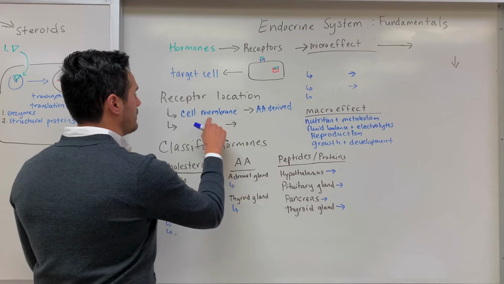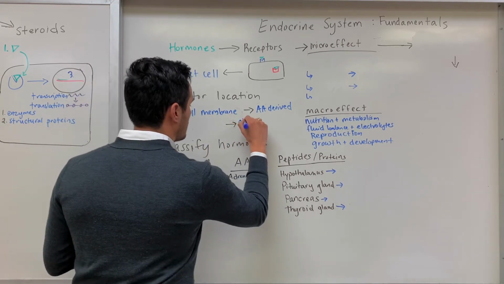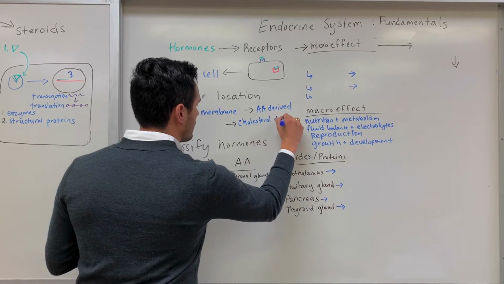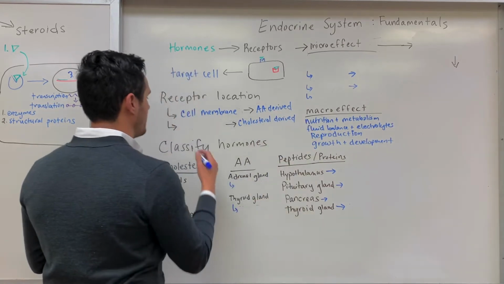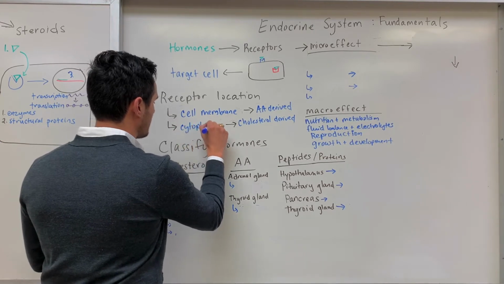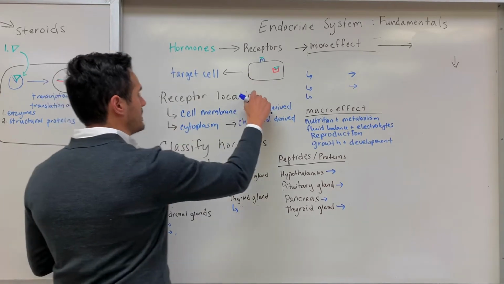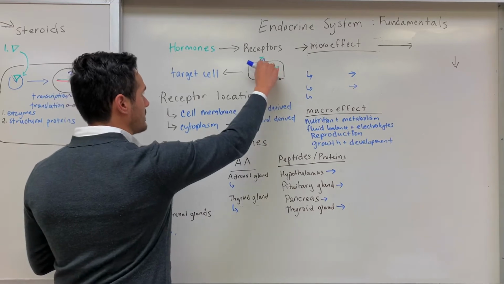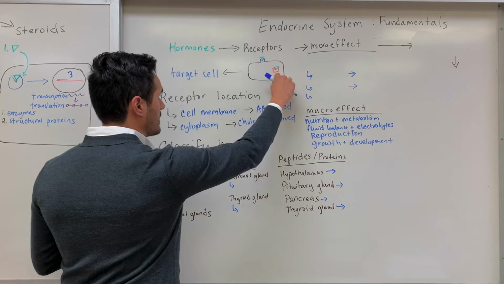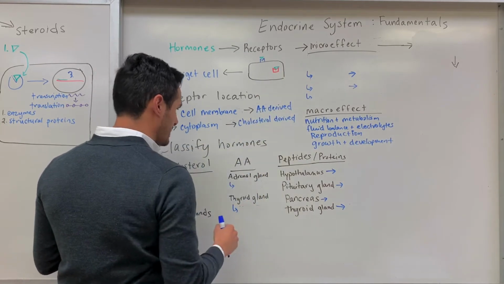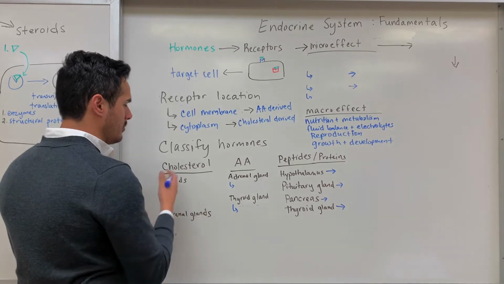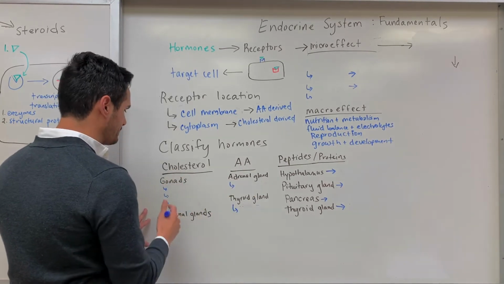Okay, so then for cholesterol derived, or these steroid hormones, their receptor is found within the cytoplasm. So this is what I have depicted here. For amino acids, it's here within the cell membrane, and for the cholesterol derived, it's here within the cytoplasm. So the next thing is, well, how do we classify them? What are some of these different types of hormones?